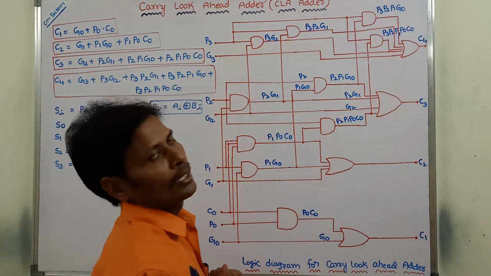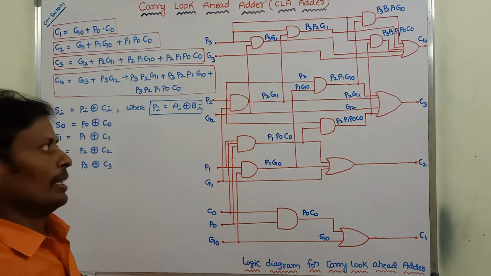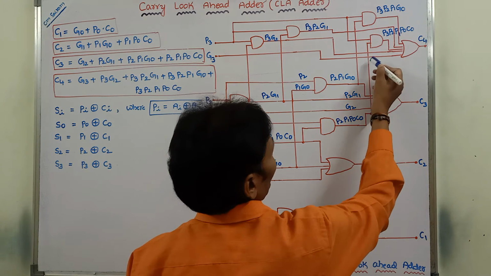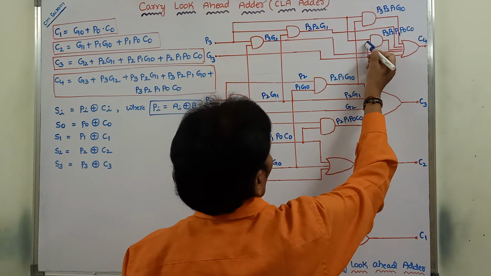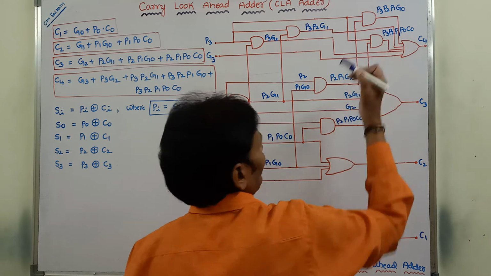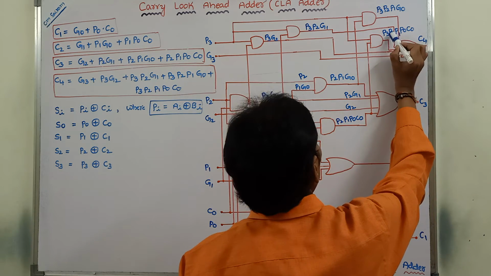Next one, P3 P2 P1 P0 C0. Already here P2 P1 P0 C0 is there. I am taking that here. Next I am taking P3 here. These can be sent to a 2 input AND gate. Then we are getting the output P3 P2 P1 P0 C0.